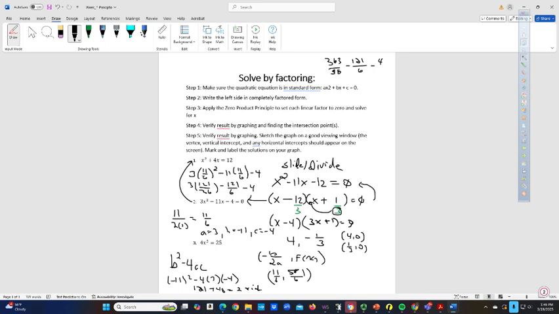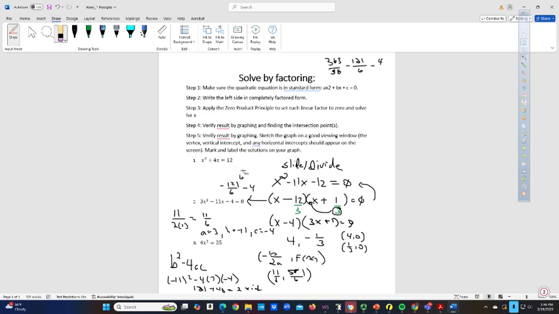Okay, next, we know it's opening up because our a is positive, and since the absolute value of a is bigger than 1, we know that this is going to be a narrow graph or parabola, right? And so this one, we're just going to use the calculator to visualize once we get back to this question. All right, and looking at the last question.